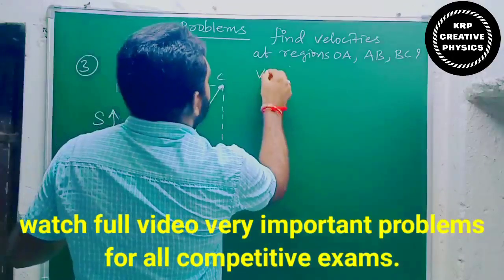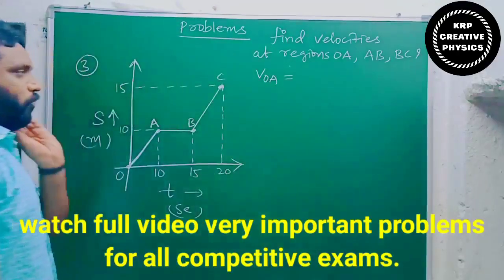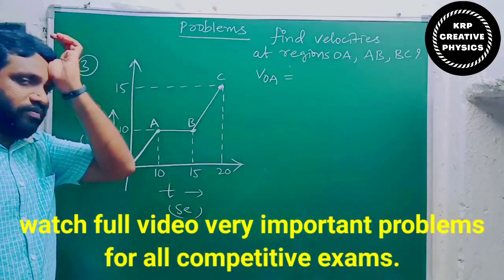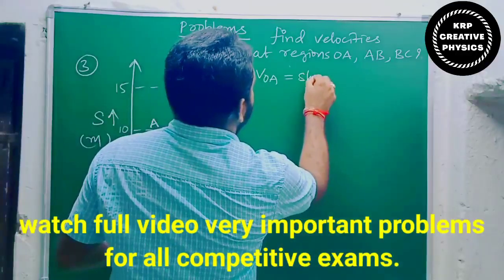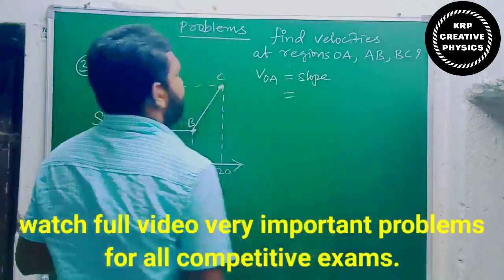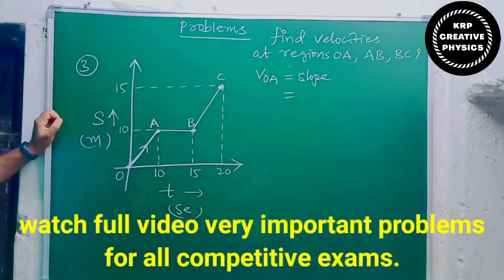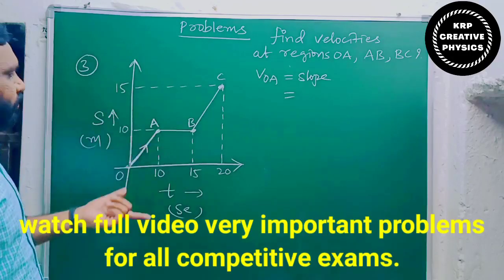So, velocity in region OA. Just try to observe how we can find the velocity from this graph. First we need to find the slope. If we find the slope, then we will get the answer. So we need to find the slope from O to A, the slope of line OA. Okay? So what is the formula here?